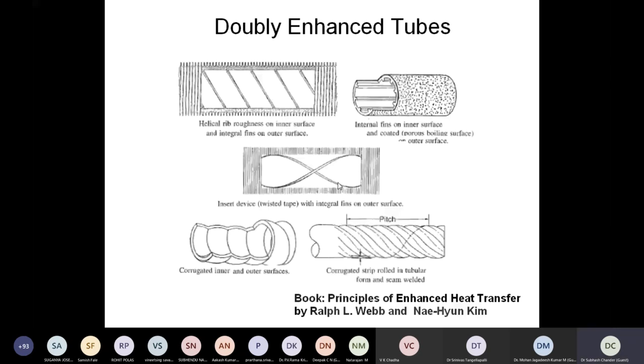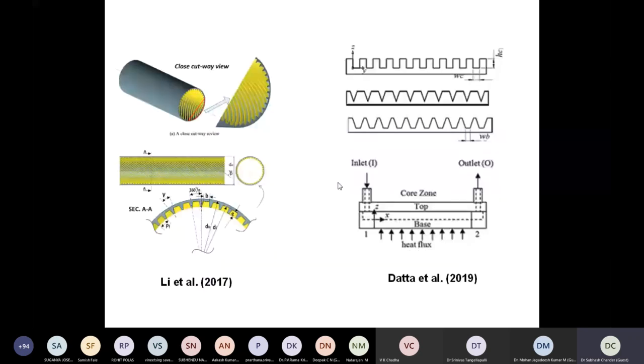First is a helical rib roughened tube on the inner side, and there are different types of roughness elements on the outer side. We have integral fins on the outer side. Then we have internal fins on the inner surface and a coated surface at the outer, depending upon the application. Likewise, we can have different types of roughnesses, not only on the inside but on the outside of that tube. It will all be decided by the type of application that we are going to handle.